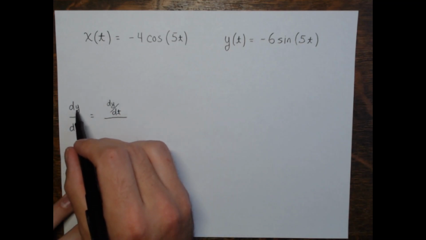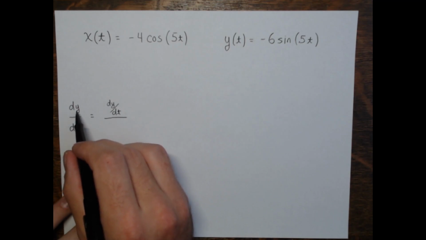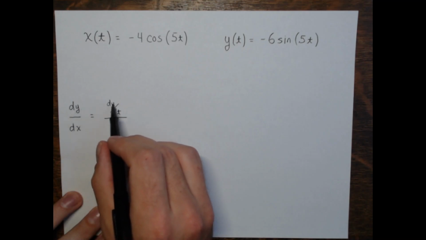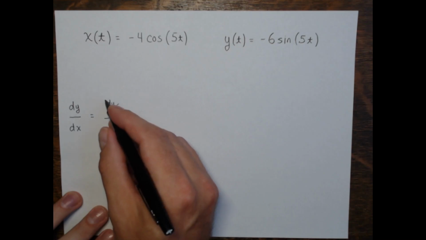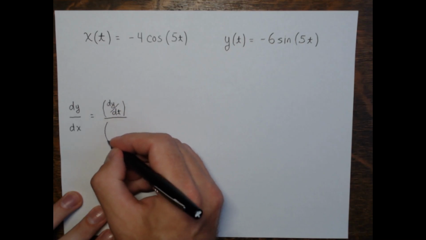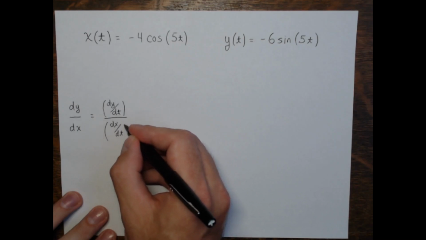So the derivative of y with respect to x, right, slopes of tangent lines to this curve, will be equivalent to the change in y with respect to t instantaneously divided by the change in x with respect to t at an instant, right?